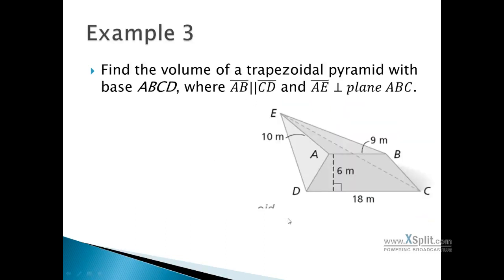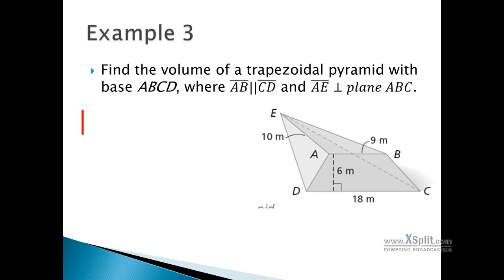You can do the same type of thing with, let's say, a trapezoidal pyramid. We have a trapezoid base. It's a pyramid going off into the distance. All right. Well, here's what we're going to do with this. We're given that AE is perpendicular to ABC, so AE is shooting straight up. That's the height of our pyramid.